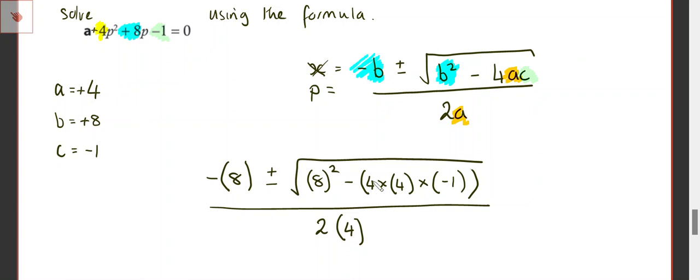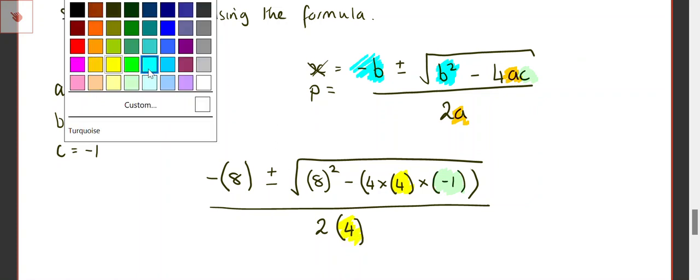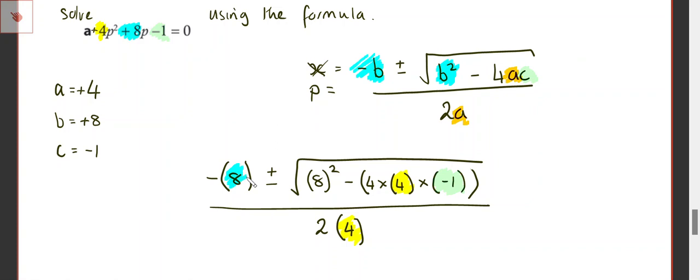So just to make it clear, C is the -1, A is the 4 and the 4, and the B is the 8 and the 8. Now I put it in brackets just to communicate clearly, but you don't need those numbers in brackets, do you? Right? So we can say p equals all of that.